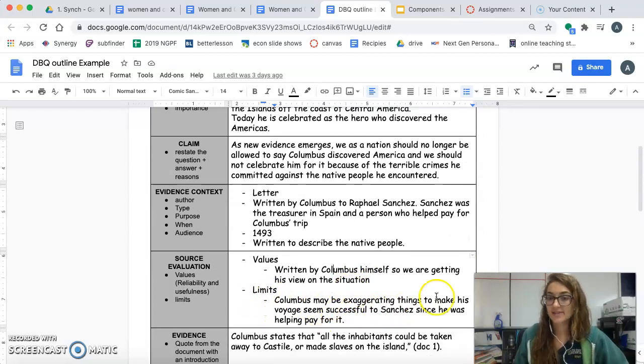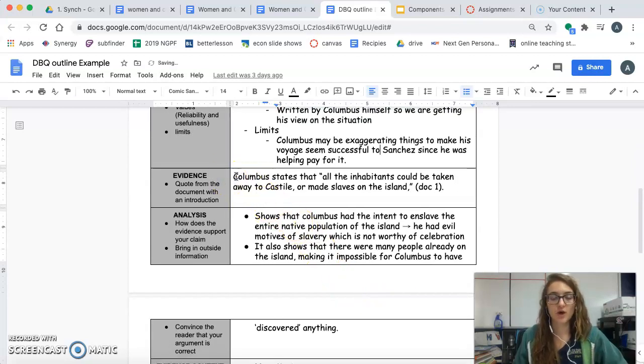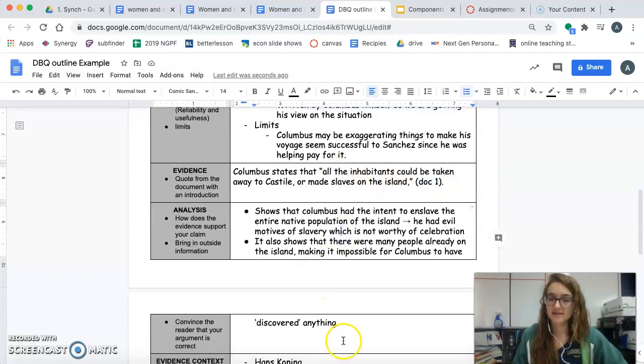Limits: Sanchez was someone who was helping him pay for his trip, so he may be exaggerating things to make his voyage seem more successful. That doesn't mean he's lying, but it's something we should be careful about when we're using this document. So the next part is you actually include your quote. Columbus states that all the inhabitants could be taken away to Castile or made slaves on the island. Document 1.